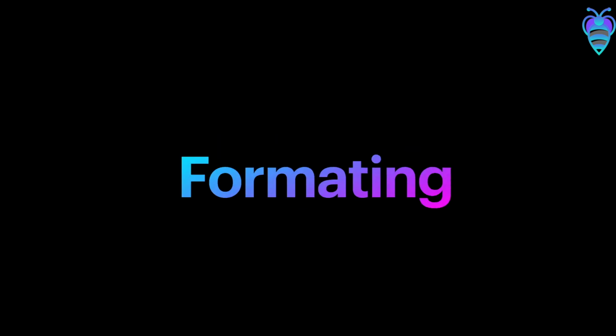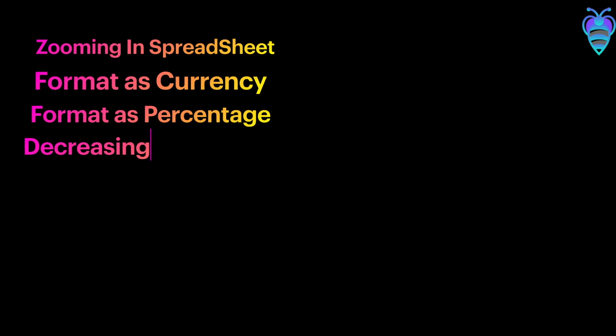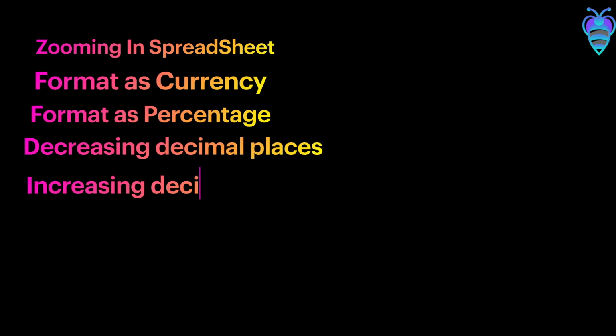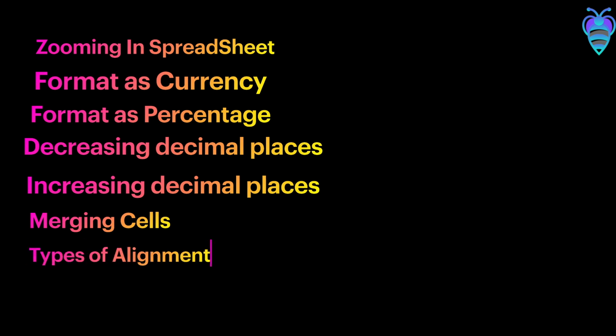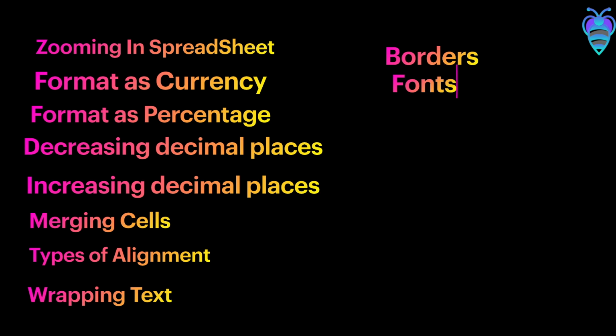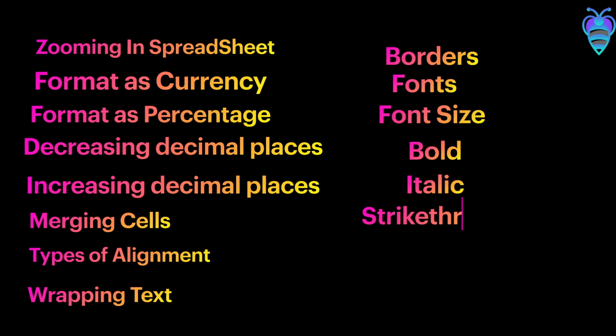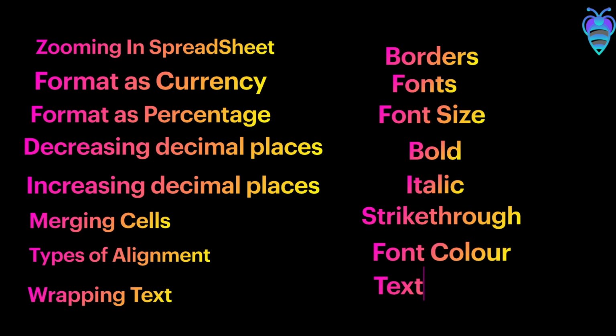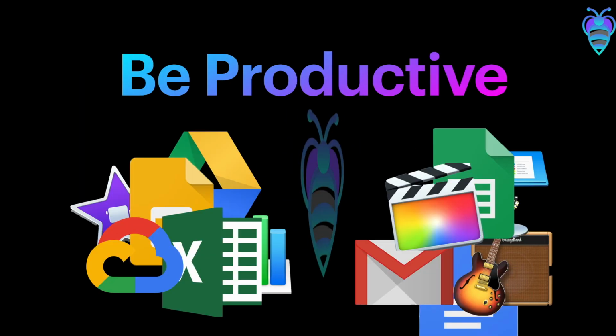In this video you are going to learn about very basic formatting of your data, which includes zooming in spreadsheet, format as currency, format as percentage, decreasing decimal places, increasing decimal places, merging cells, types of alignment, wrapping text, borders, fonts, font size, making your font bold, italic, strike through, font color. So let's get started and be productive.